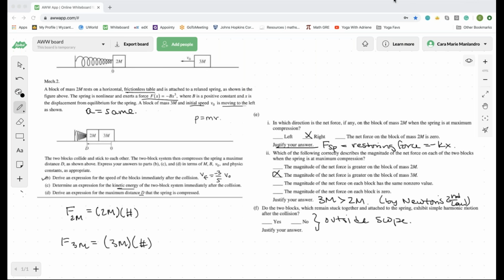For part 1, do we need to specifically state that the restoring force is, that the spring force is a restoring force, or could we just describe it? Okay, good question. I think you can just describe it. But if you know that it's a restoring force, why not just say it?